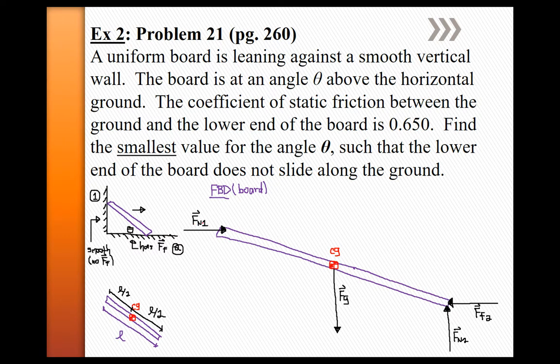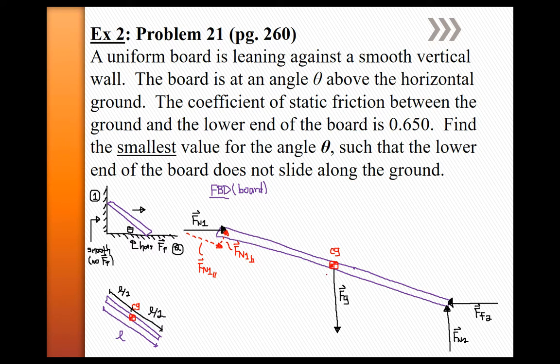Okay, so let's start off with the normal force 1. The parallel component would be in the same direction that the board is, so it would look like this. And your perpendicular component would point towards the board. Okay, so we're going to call this one Fn1 parallel, because it's parallel to the board. And we'll call this one Fn1 perpendicular.